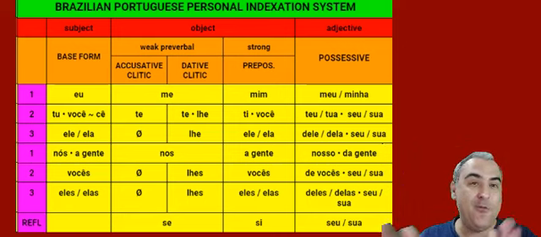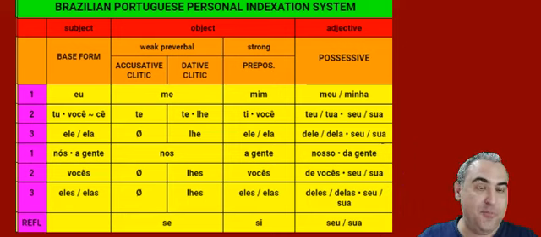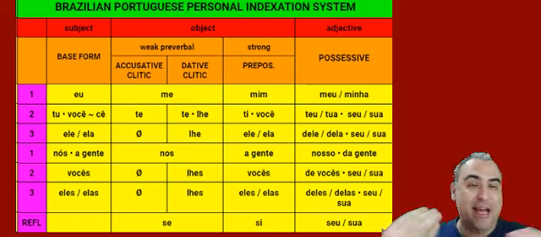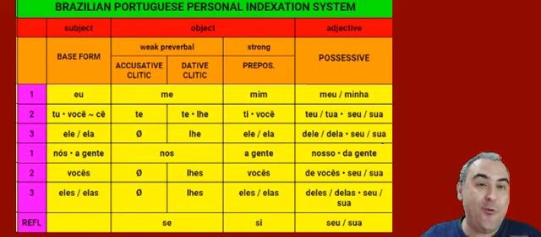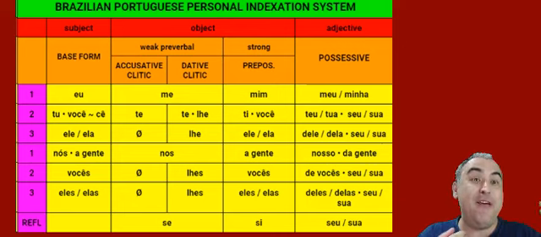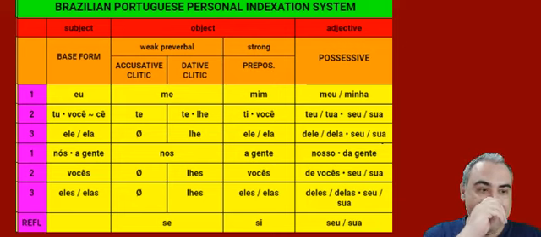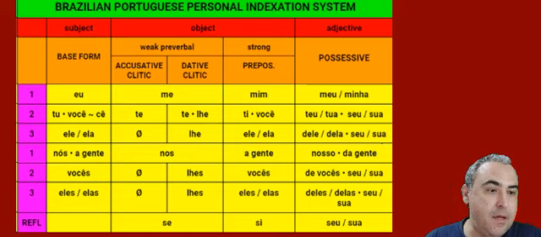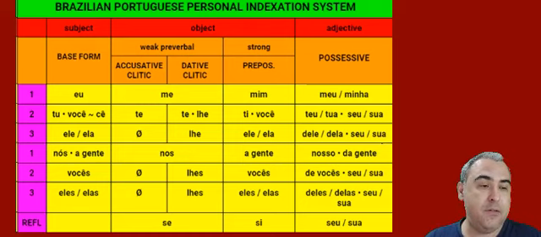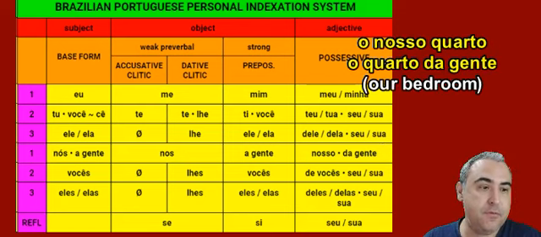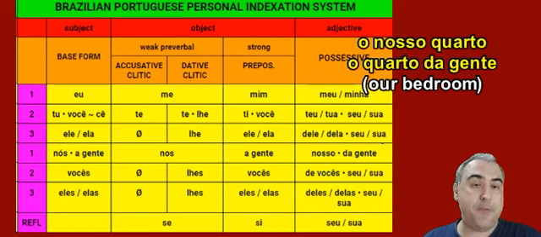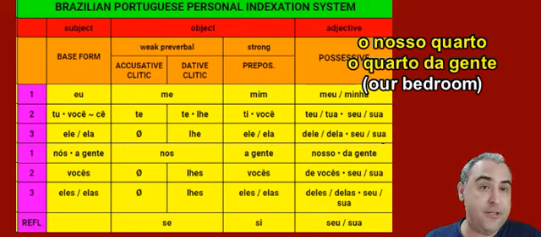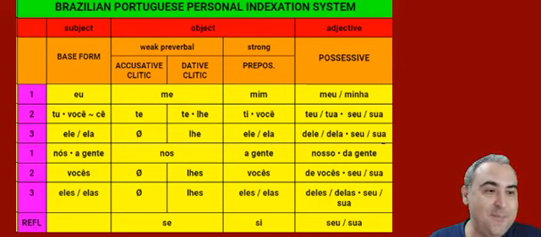So seu quarto means his or her room, or it could also mean your room. To undo that ambiguity, you can say o quarto dele, the room of him, that is his room. Okay? For the first person plural, our, that's nosso. The feminine is nossa, nosso quarto. Or you can say da gente as a prepositional phrase, o quarto da gente, the room of us, the room of the people, which is us.